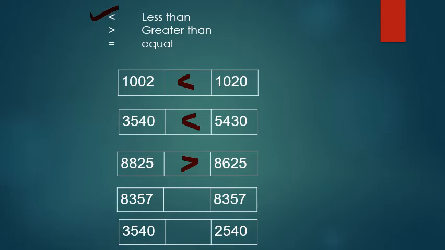In next question, number is 8357 and right side also number is same. So we will put the sign of equal. Left number is equal to right number, that is 8357.